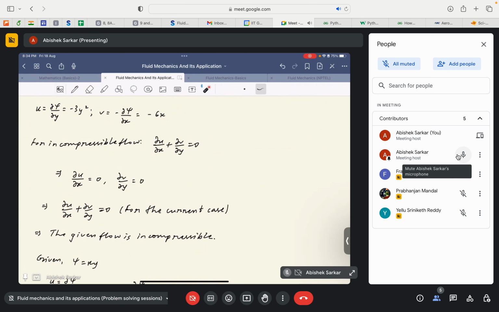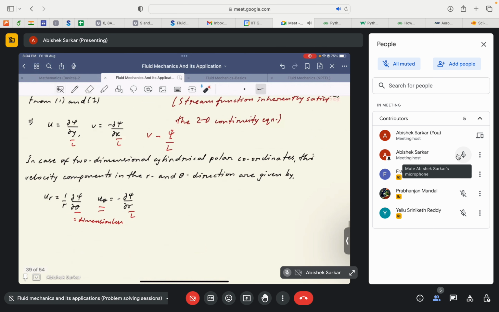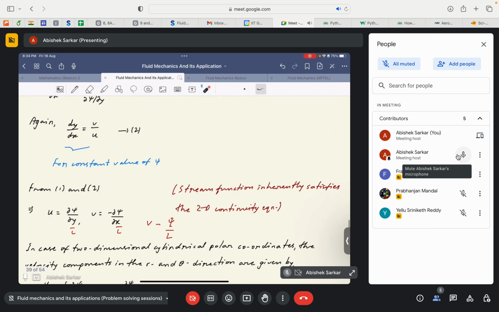Okay. There's one more thing I just want to tell you. I have written here that the stream function inherently satisfies the 2D continuity equation. See how we can prove that. We know that u is equal to dou psi by dou y, right? Again, v is equal to minus dou psi by dou x. So the continuity equation gives us dou u by dou x plus dou v by dou y equal to 0.